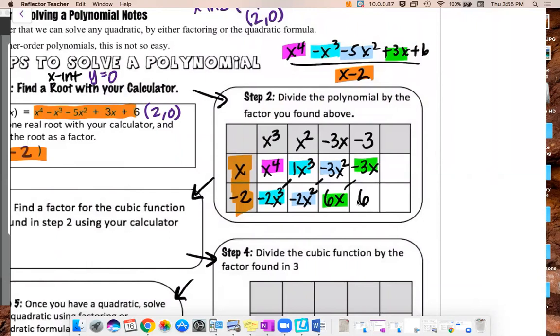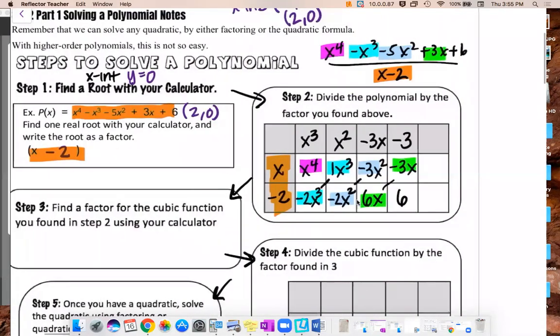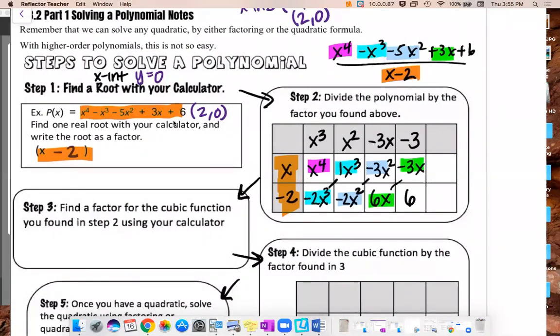The first thing you want to check is that these things definitely divide evenly. You shouldn't be getting remainders, okay? So what you've done at this point is you've now factored this original polynomial to be x minus 2 times, and then our answer was this x cubed plus x squared minus 3x minus 3.